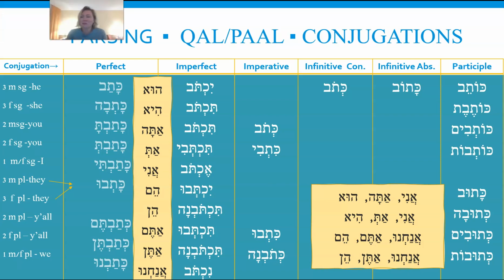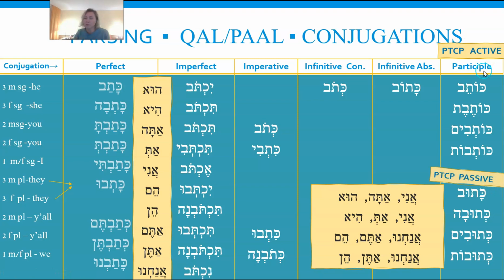And so to finish talking about all the conjugations, remember it's more than just those that are written here: perfect, imperfect, imperative, infinitive construct, infinitive absolute. If participle, you would need to tell if it's active or if it's passive. Remember, it's never just participle, it's participle active, participle passive. Then do not forget that imperative also has two brothers, cohortative and jussive. Cohortative being the first person volitional and jussive being the third person volitional.